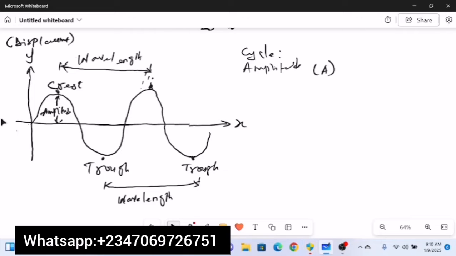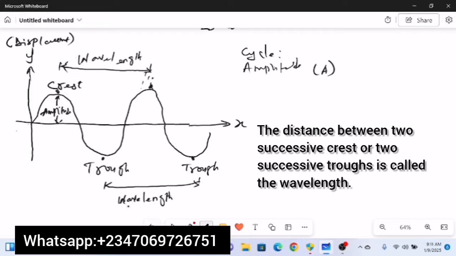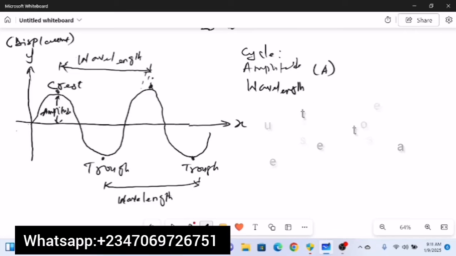The next is called crest. Now, on examining the waveform, these highest points are called crests, whereas these lowest points are called troughs. The distance between two successive crests is called the wavelength. Similarly, the distance between two successive troughs is also called the wavelength. And wavelength is symbolized by the symbol lambda.